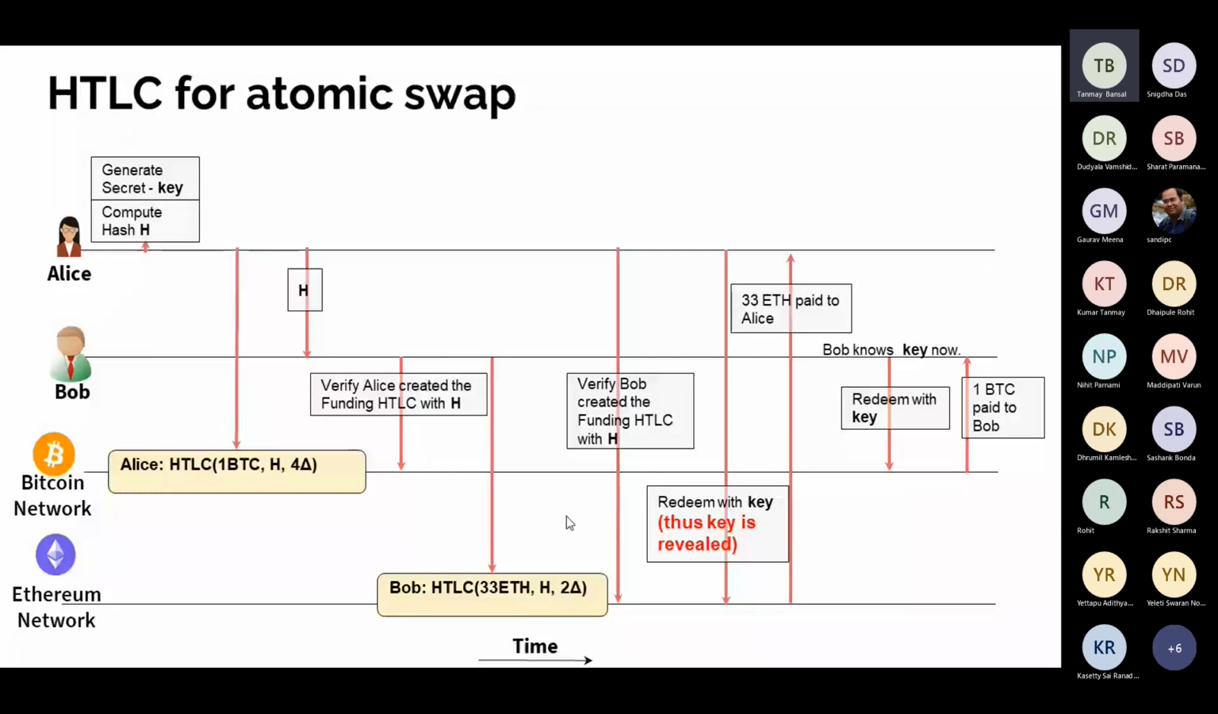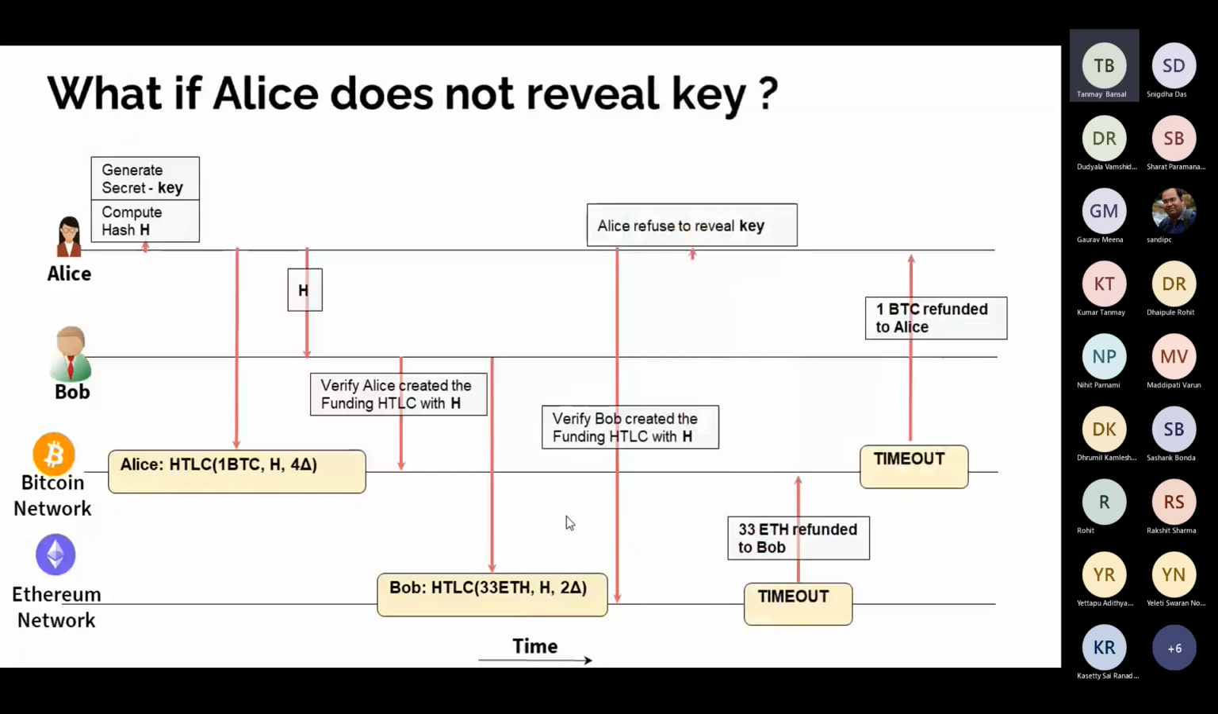Now, in the second slide, as I had mentioned, suppose Alice does not reveal the key, maybe because Alice is not satisfied with Bob's 33 ethers. She might have expected 34 ethers or something like that. These types of situations are also explained in the link that I showed in the previous slide.